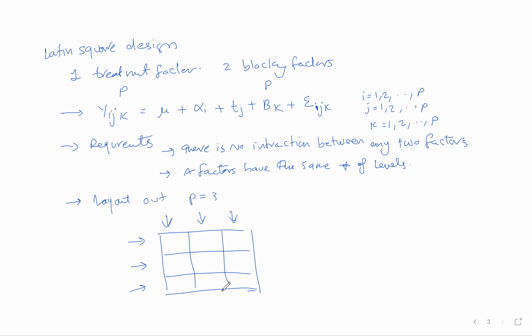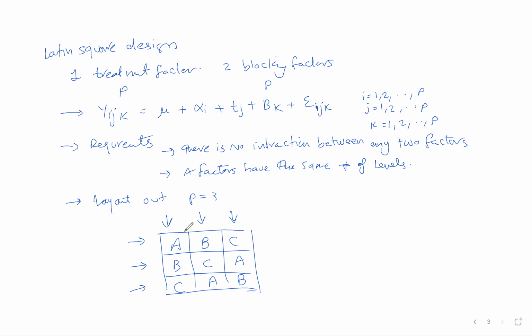We worked with A, B, C. So how do I assign the treatments within each row and within each column, such that each treatment will be tested only one time within each row and only one time within each column? So there are many ways. This is one of them. A, B, C, B, C, A, C, A, B. This is one of the assignments.